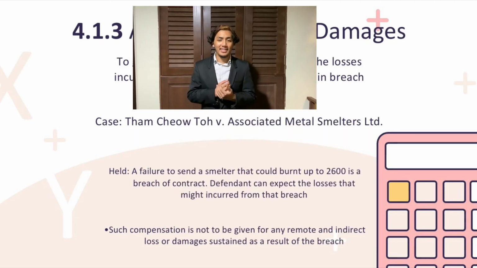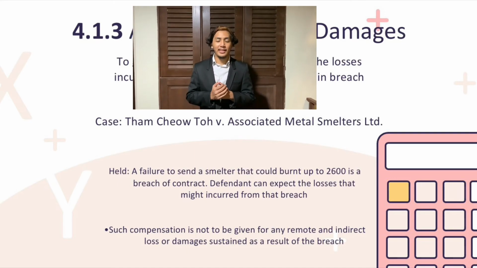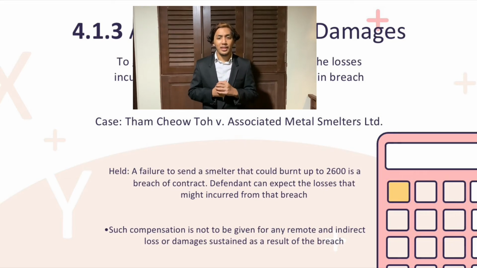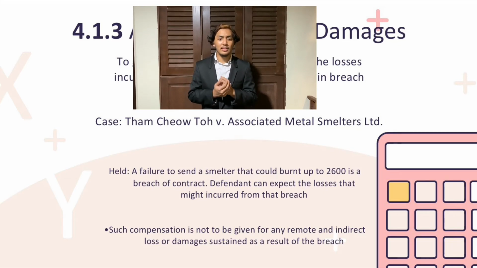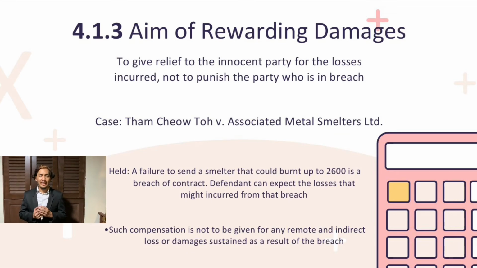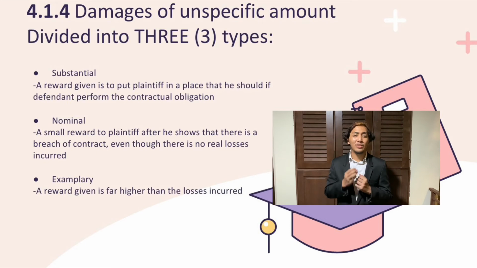One of the cases is Tamchiotto versus Associated Metals Smelters Limited. Held, a failure to send a smelter that could burn up to 2,000 is a breach of contract. Defendant can expect the losses that might be incurred from that breach. Such compensation is not to be given for any remote and indirect loss or damages sustained as a result of the breach. Damages of unspecified amount are divided into 3 types.